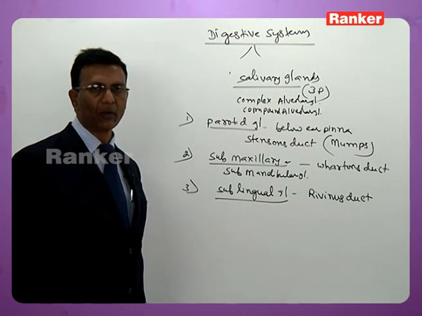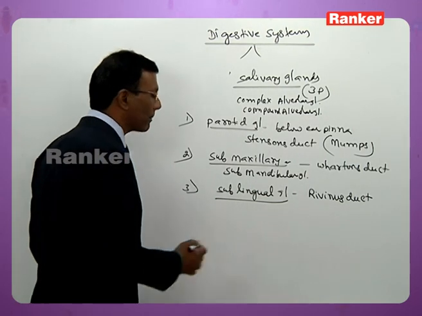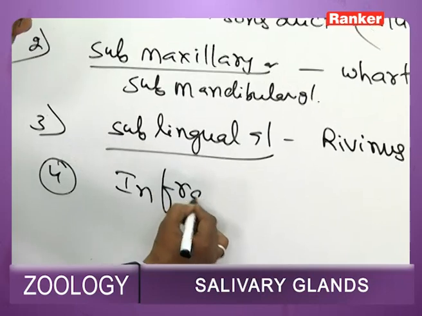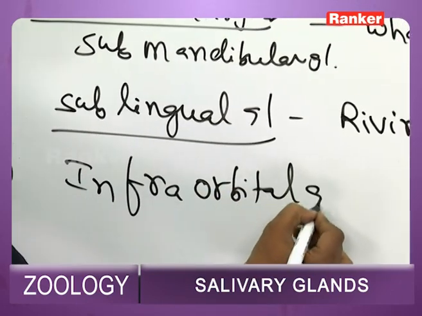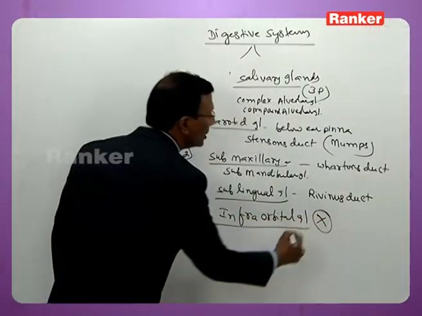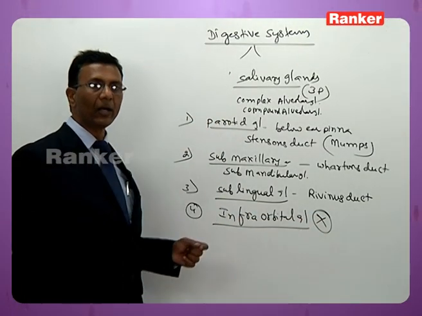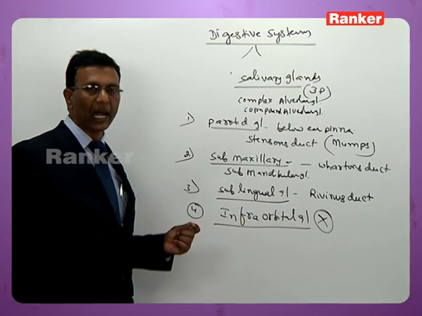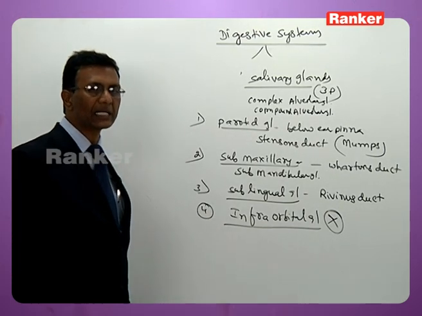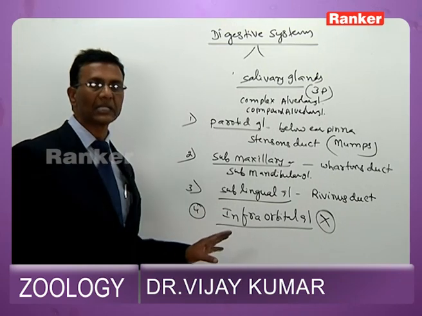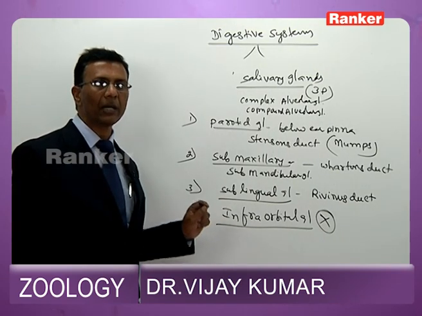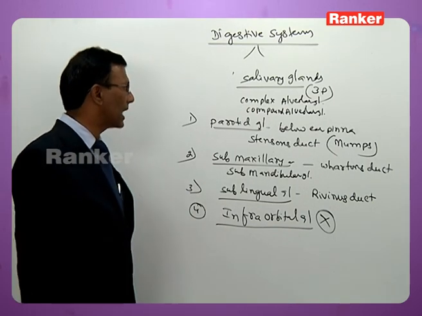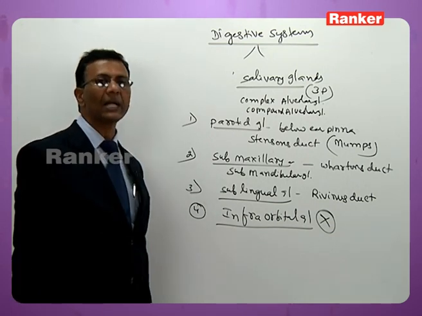In other mammals, apart from human beings, like rabbit and all of them, there are infraorbital glands. They are present below the eyeball. This infraorbital gland is absent in the human body. In its place, the human body has the lacrimal gland, which secretes tears. So remember this point. All other mammals have 4 pairs of salivary glands, but human beings have only 3 pairs, namely the parotid gland, submaxillary gland, and sublingual gland.